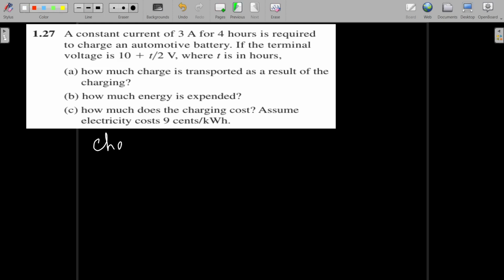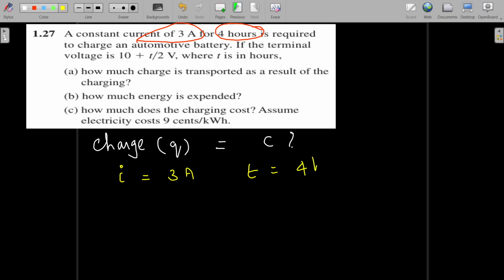So we need to calculate charge. Charge means it is Q, right? It is in coulombs. We need to find out how many coulombs. So what is given here? A constant current of 3 amps is given, so that indicates it is I. I is given as 3 amps. And then you are given 4 hours, so it indicates it is the time. t is given as 4 hours.